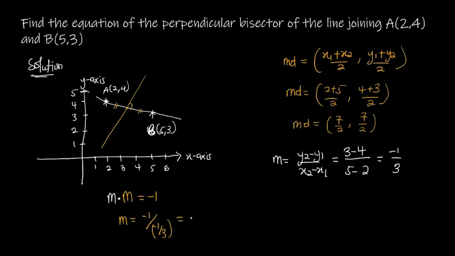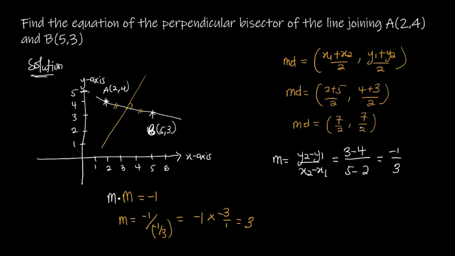So this is equal to negative 1. We remove the division sign, it becomes multiplication, and then we reciprocate this, we get negative 3 on 1. So negative 1 multiplied by negative 3 will give us positive 3. So the gradient of our line perpendicular to the points A and B is 3.